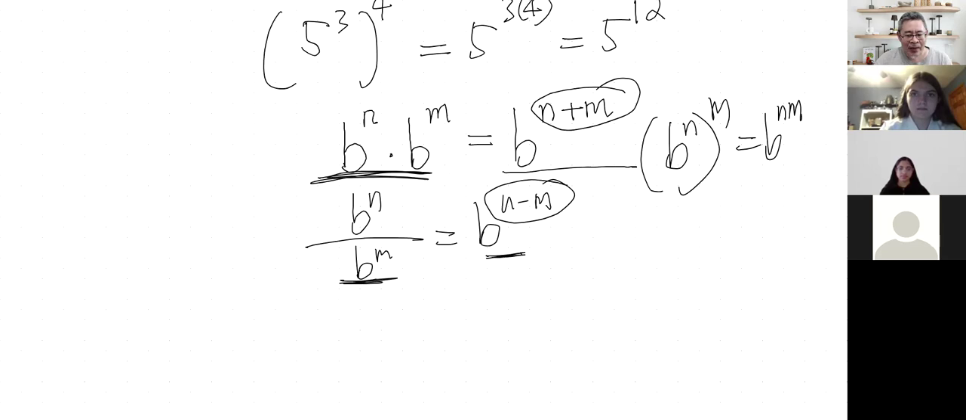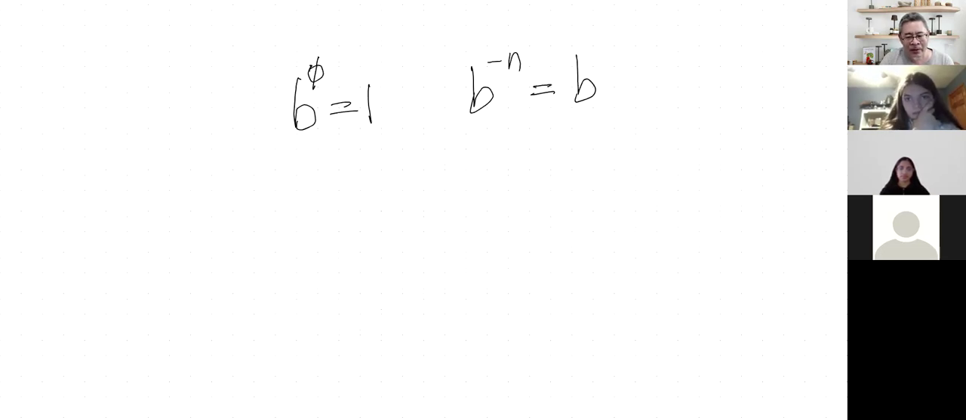All right, so we have that. Then from that, we know that b to the 0th power is 1, and b to the negative n is 1 over b to the n. Yep, okay on this one? All right.